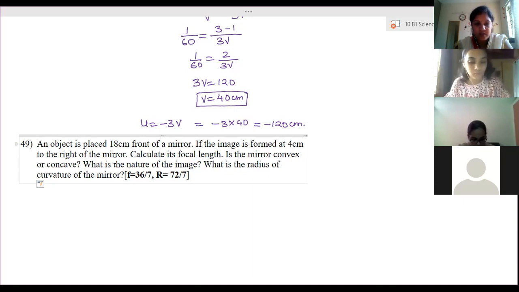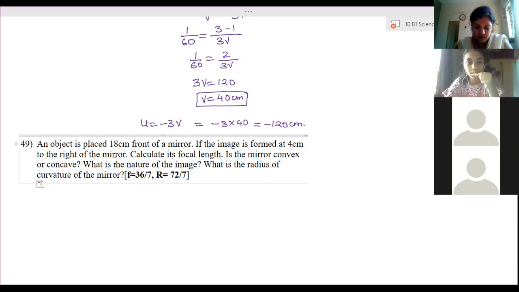Concave mirror, the nature: virtual, erect, and diminished. Ma'am, is it a concave mirror or a convex mirror? Convex.